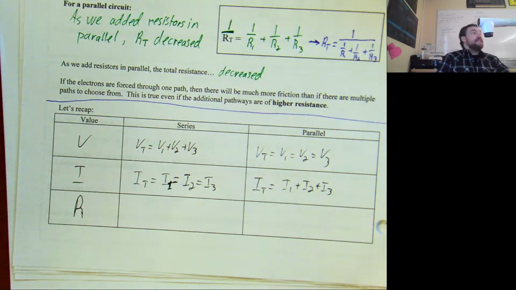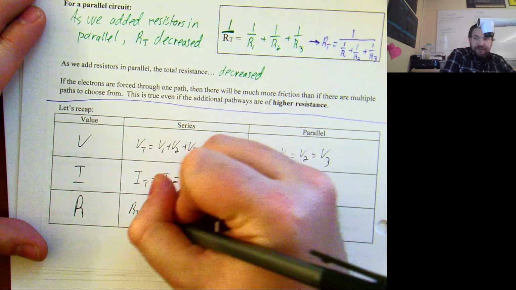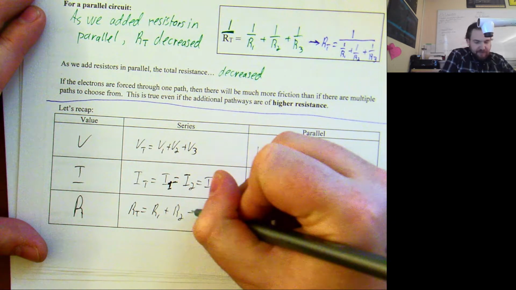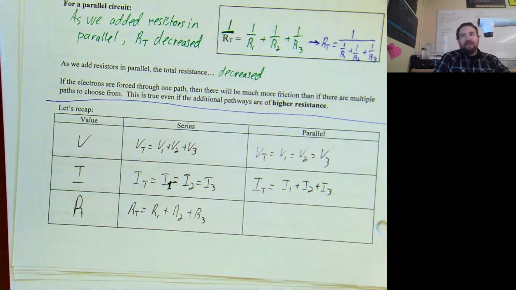And then resistance in series is like the voltage drops. The total resistance of my circuit is equal to the resistance through 1 plus the resistance through 2 plus the resistance through 3, dot, dot. There can be more than 3 things, but we get the idea. You just sum them all together.